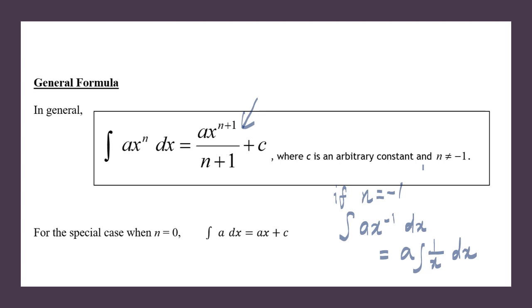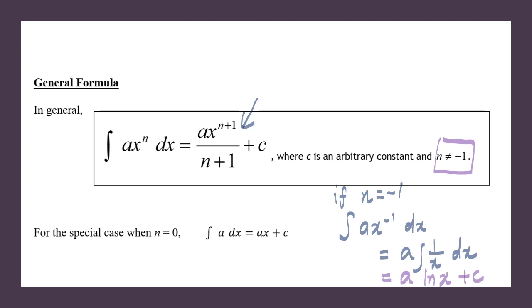It will be related to your logarithmic functions. So this rule that we are using here, you have to be very, very careful. n cannot be equal to -1. If n is -1, then the integration of 1 over x is actually ln x. It's a different story altogether. We'll learn it later on.